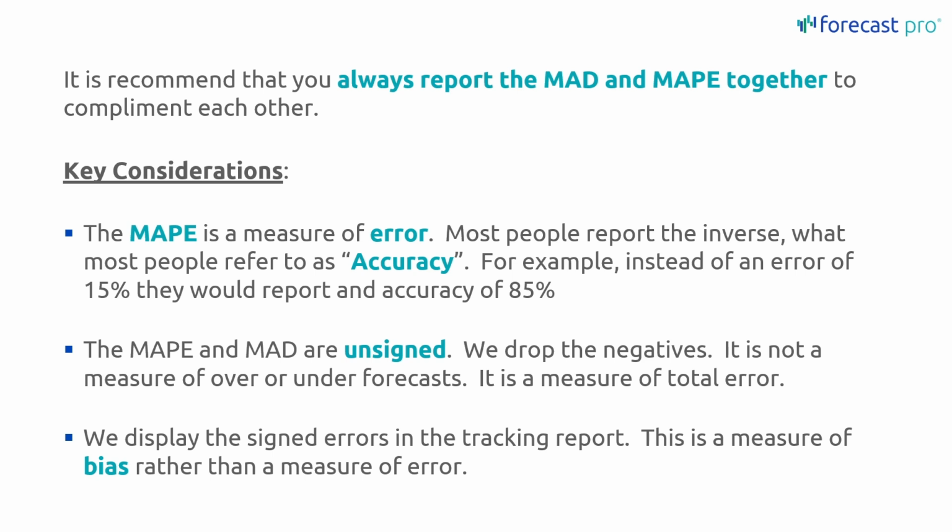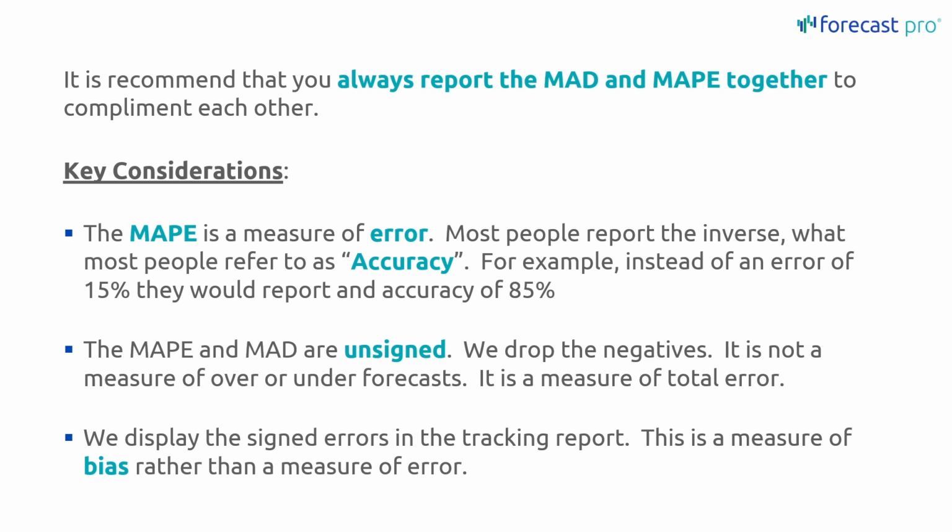The other key distinction is that the MAD and the MAPE are unsigned. You noticed in the calculations, we were taking the absolute values. This meant we were dropping any negatives. Now we do this because we're just looking for distance. We don't care if you overshot or undershot, we just care how much you missed by. See, if we left the signs in, which we do in some of our key statistics, this becomes, rather than a measure of error, a measure of bias.